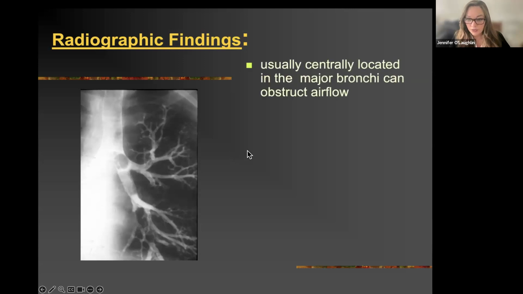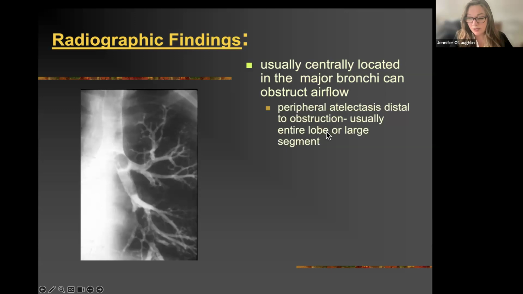So usually they're centrally located and often in major bronchi, but they can be at the periphery of the lungs too. If they are centrally located and large, they can actually obstruct airflow. And they can obstruct airflow to a wide section of lungs. Like this could probably be blocking a lot of airflow to the lungs if it completely sealed off this bronchi. You would get atelectasis distal to wherever the tumor is.